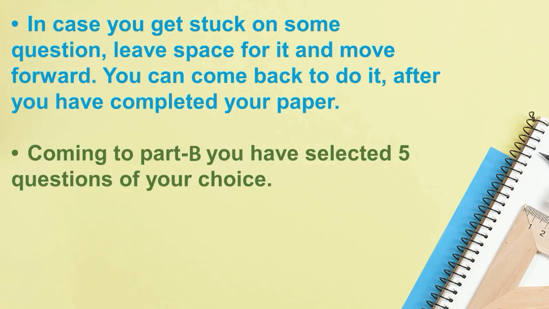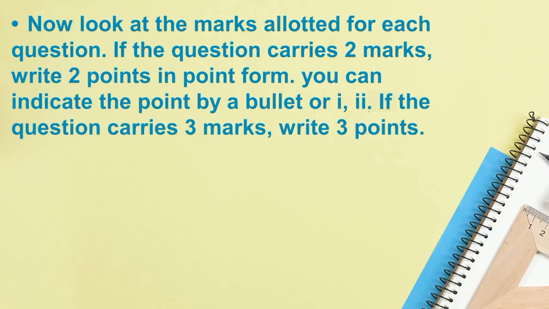In case you get stuck on some question, leave space and move forward. You can come back to it after you have completed your paper. Coming to part B, you have selected 5 questions of your choice. Look at the marks allotted for each question. If the question carries 2 marks, write 2 points in point form, or you can indicate the point by a bullet or 1 dot, 2 dot, 3 dot. In case the question carries 3 marks, write 3 points.